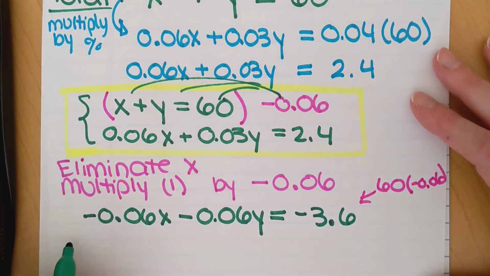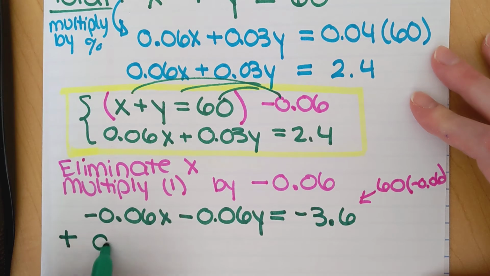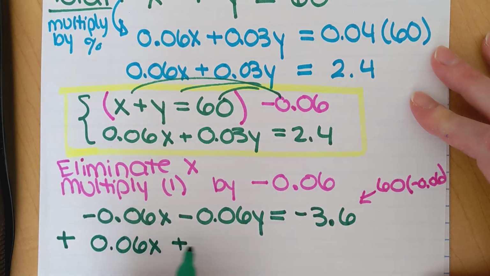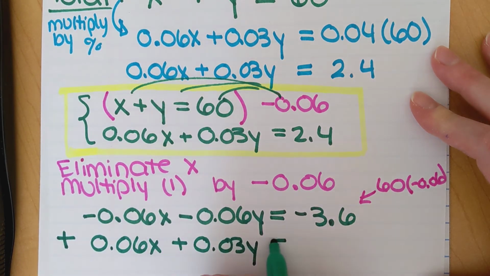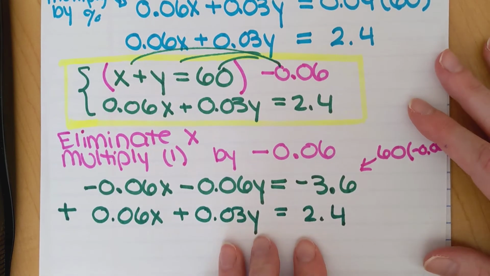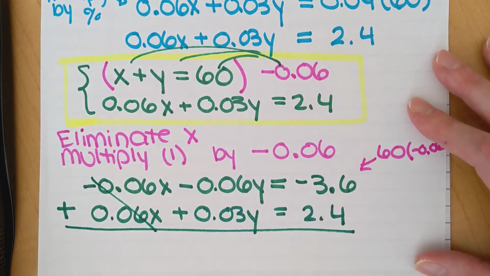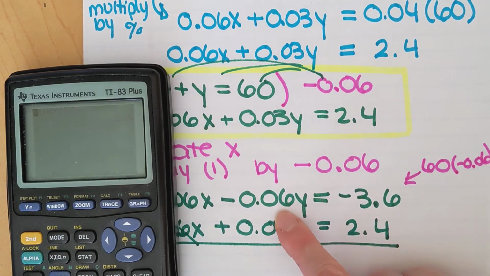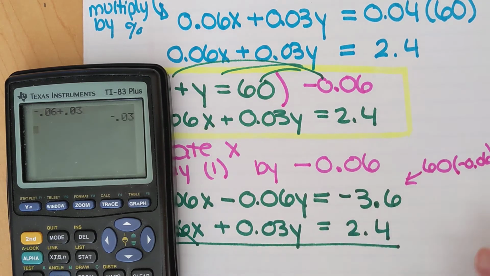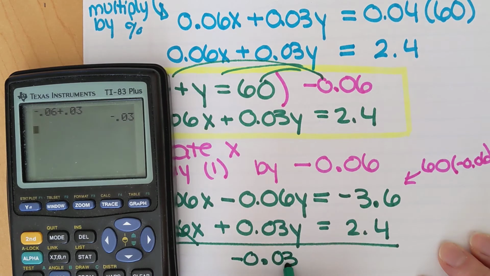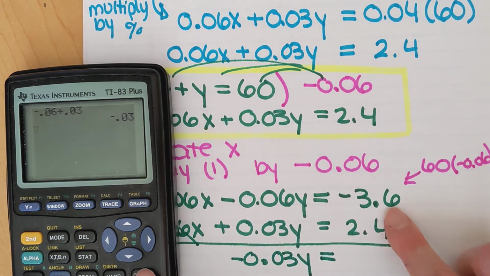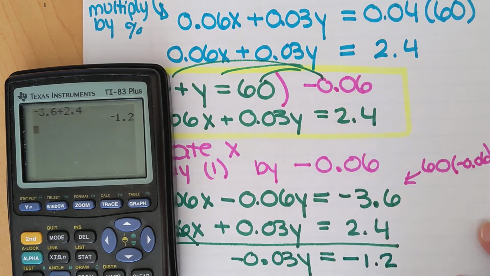And then we're going to add that to the 0.06x plus 0.03y equals 2.4 equation. That does achieve for us that the x's cross out. Then we have the negative 0.06 plus the 0.03, and adding these two coefficients together gives us negative 0.03y. And then we take the negative 3.6 plus the 2.4, and adding these two numbers together gives us negative 1.2.